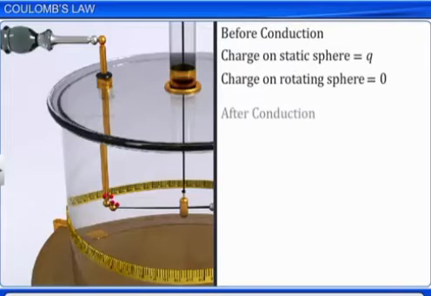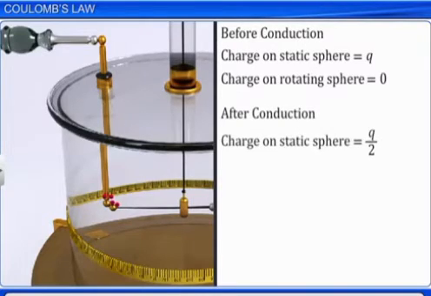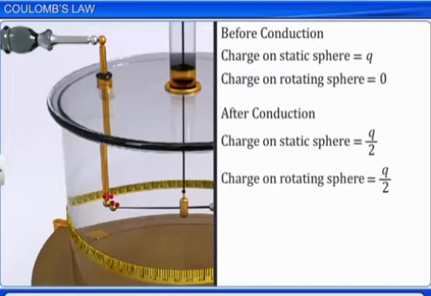Due to conduction, the charged static sphere now loses half of its charge, that is, Q by 2, to the other sphere. This happens because the two metal spheres are identical in size. Now, both the spheres are identically charged, with a charge of Q by 2 each. They start repelling each other since like charges repel.